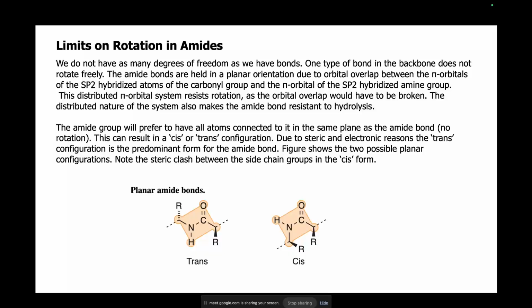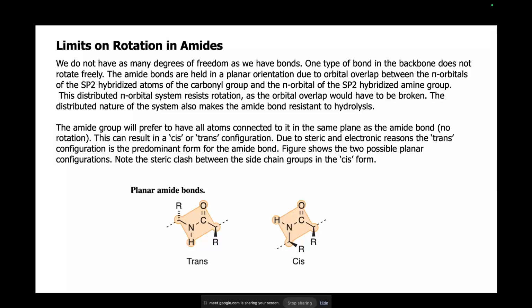The amide bonds are held in a planar orientation due to orbital overlap between the p orbitals of the sp2 hybridized atoms of the carbonyl group and the p orbital of the sp2 hybridized amine group. This distributed p orbital system resists rotation, and the orbital overlap would have to be broken. The distributed nature of the system also makes the amide bond resistant to hydrolysis as well.